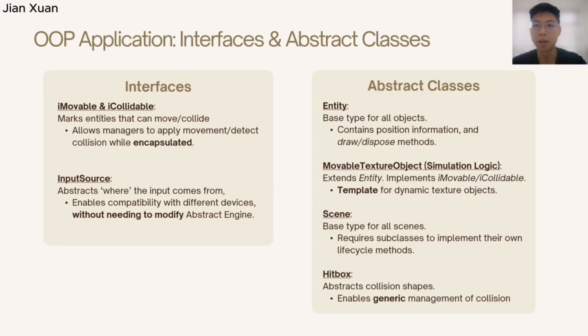Our key interfaces, IMovable and ICollidable, mark entities that can move or collide. This lets our managers handle movement and collision generically without needing to know the concrete classes. Similarly, input source abstracts where input comes from, so our engine can support different devices without touching the abstract engine. For abstract classes, entity is the base for all objects. Movable texture objects extends it as a template for dynamic actual objects. Scene defines lifecycle methods that subclasses must override. And hitbox abstracts collision shapes to keep collision management generic.